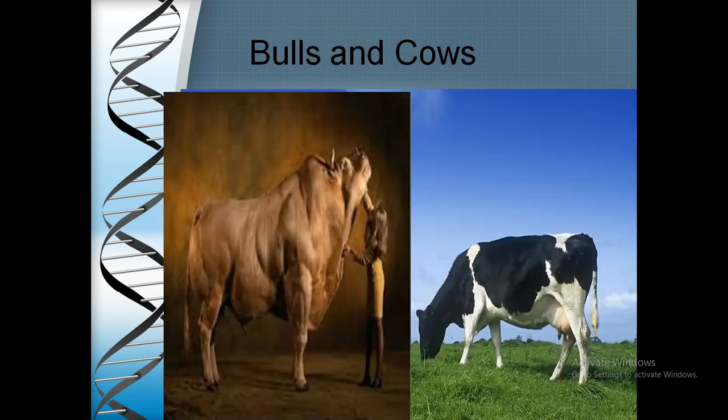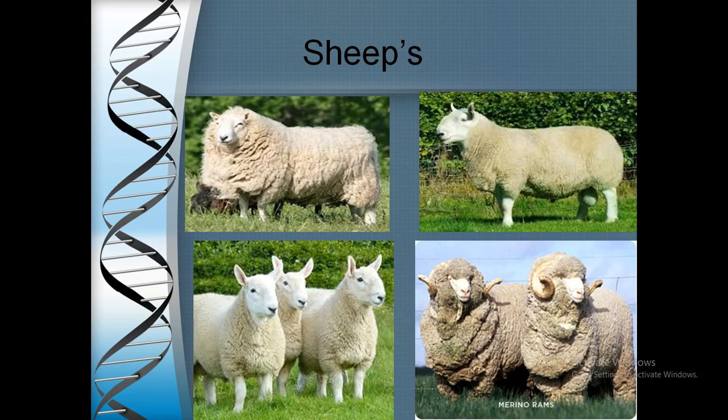Bulls and cows. In the picture you can see a German bull, a muscular bull with lots of meat, and an Australian cow which gives us lots of milk. These sheep are selectively bred for the production of wool, a large quantity of wool. As they have long wool, they can give us a large quantity of wool.